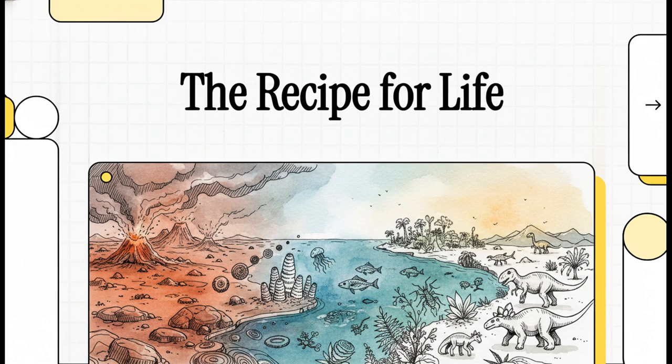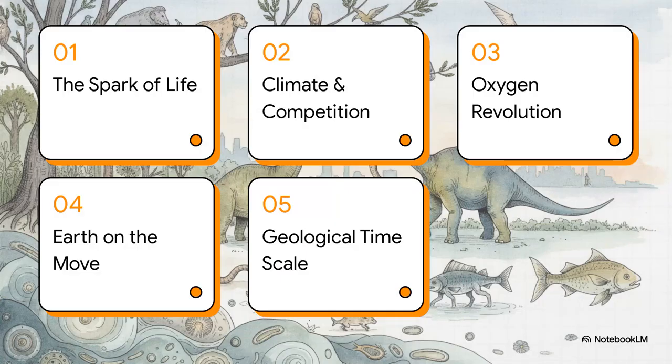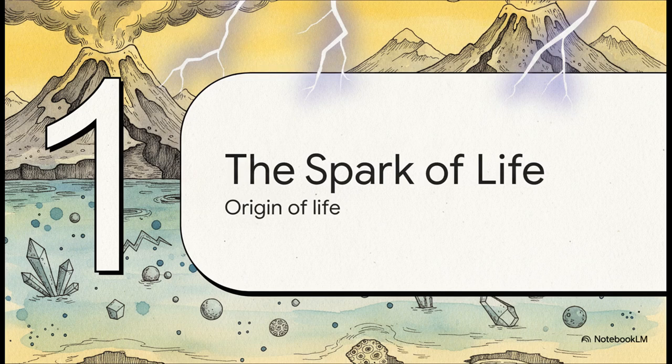Well, it's an absolutely epic story of dramatic changes, brutal environments, and fascinating adaptations. And we're going to break it all down. Here is how we're going to tackle this. First, we'll look at the spark of life. Second, climate and competition. Third, the oxygen revolution. Fourth, Earth on the move. And finally, number 5, the geological timescale. Let's dive in. Section 1, the spark of life.